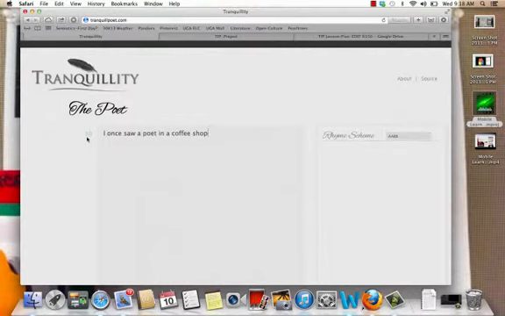And then right here, as I write, I'm going to get a list of words that rhyme in this rhyme scheme. And then I'm also going to get a syllable count that helps me if I'm writing with a specific meter. So the first line of my poem, entitled The Poet, is, I once saw a poet in a coffee shop. Now as soon as I start writing the second line, I'm going to get some words that are going to help me rhyme with shop. So let's see.